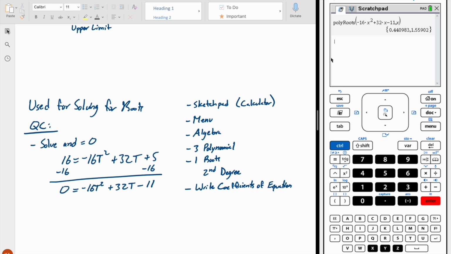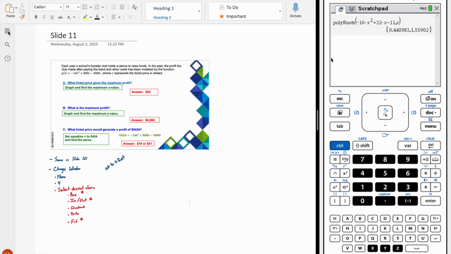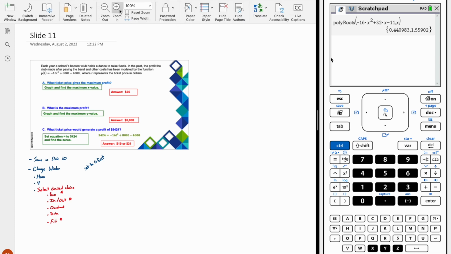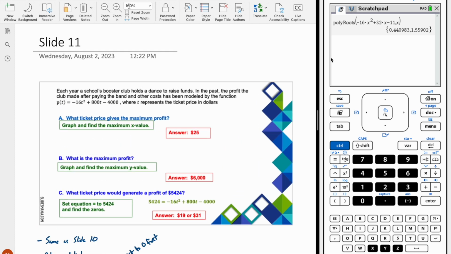Let's go ahead and take a look at the next problem. Question 11. This one is very similar to what we had just worked on. So, each year a school's booster club holds a dance to raise funds. In the past, the profit the club made after paying the band and other costs has been modeled by the function P of t is equal to negative 16t squared plus 800t minus 4,000, where t represents the ticket price in dollars.